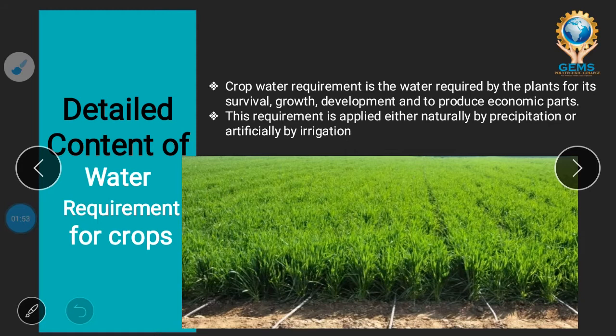And how can you provide water through the natural process? How does it happen? Through precipitation, that is rainfall. So the amount of water is required for the crops to grow, survive and develop, as you can see in this picture. So it is a rabi crop. As you can see, it is in the process of growing, so it will require water for its development. So we require water for the plantation so that it will grow.